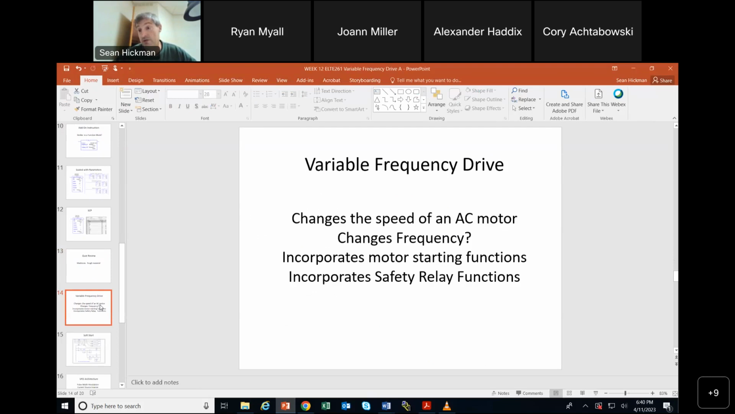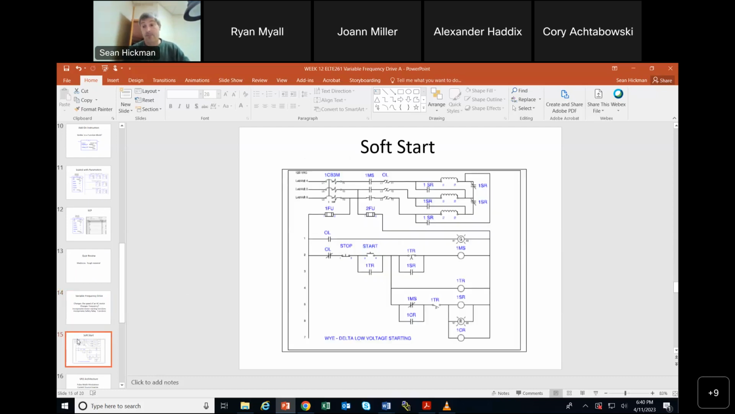So how do you change the frequency that you're working with? And that's what a frequency drive does. It changes frequency. And I say question mark, because it's working with the frequency that's in the line. It incorporates motor starting functions, incorporates safety relay functions. So a VFD can have all of those.